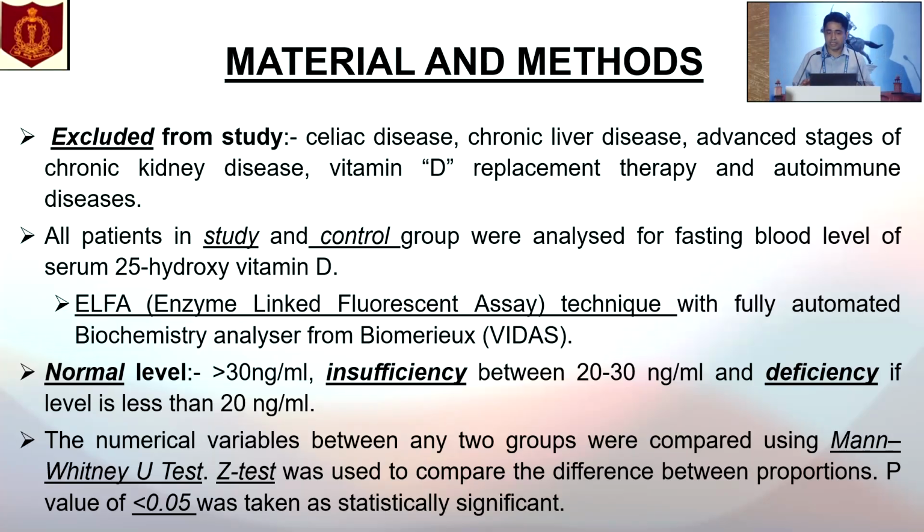All patients in the study and control group were analyzed for fasting blood level of serum vitamin D with enzyme-linked fluorescence assay using the fully automated bioMerieux VIDAS. Normal level was taken as more than 30 nanogram per ml, insufficient between 20 and 30, and deficiency less than 20. The numerical variables between two groups were compared using the Mann-Whitney U test, and the Z test was used to compare the difference between proportions. A p-value of less than 0.05 was taken as statistically significant.